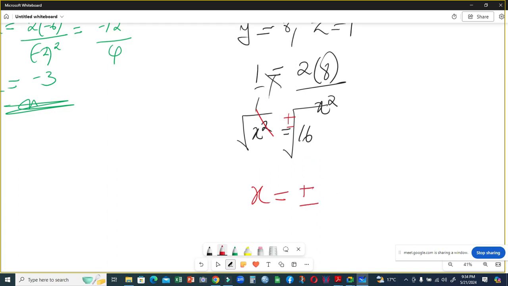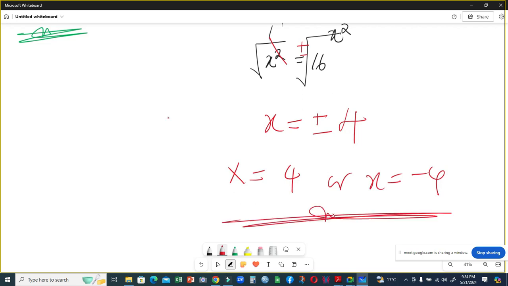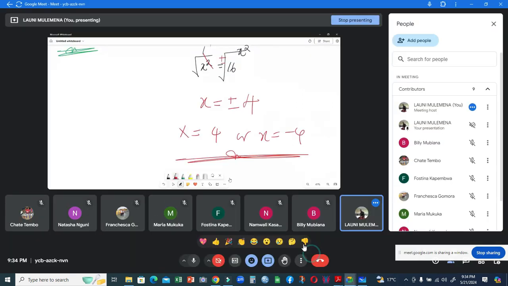The square root of 16 is 4. Like that. So this simply means that the value of x is equal to 4, or x is equal to -4, like that. So this is our final answer. And let's see if there's any question for me.